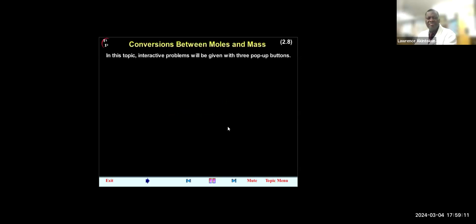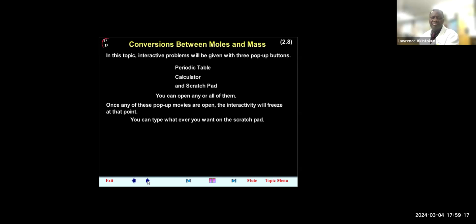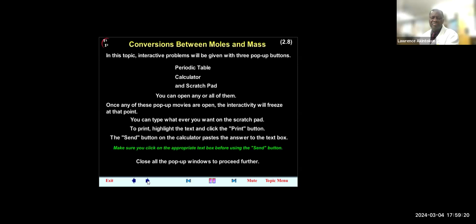In this topic, interactive problems will be given with 3 pop-up buttons and a scratch pad. You can type whatever you want. Close all the pop-up windows to proceed further.